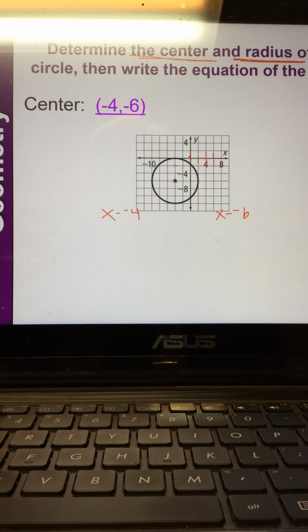Now, if you want to count your radius, you either have to go horizontal from there or you have to go straight up. You can't go sideways. So if I want to count my radius, make sure you're starting at your center and you're counting in a horizontal direction. That's 2, 4, 6. Even this way it's 2, 4, 6. So I think my radius is going to be 6.